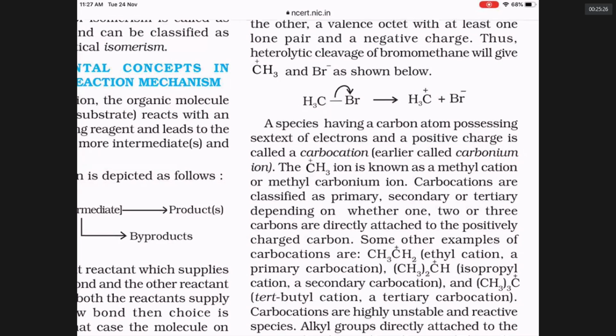Whenever carbon is getting a plus charge due to heterolytic fission, it is called carbocation. When the carbon is bound to a more electronegative atom, the heterolytic fission gives carbocation. When carbon is bound with a less electronegative atom like magnesium, sodium, iron, then carbon gets minus charge. The negatively charged carbon is called carbanion. Positively charged carbon is called carbocation. Okay.